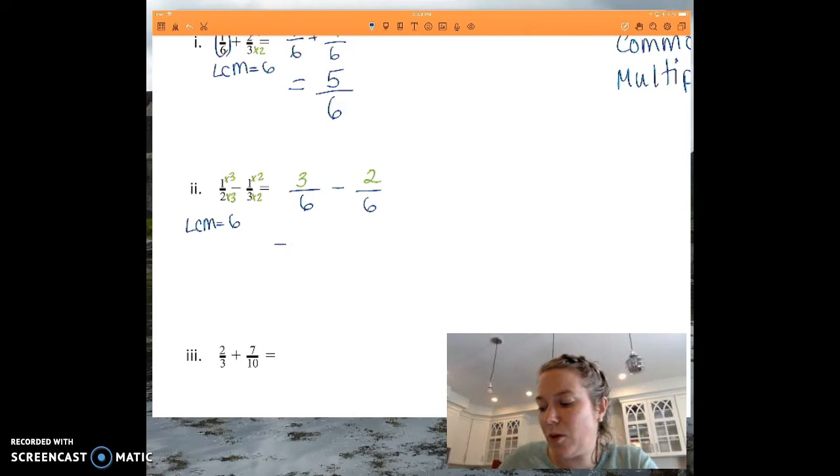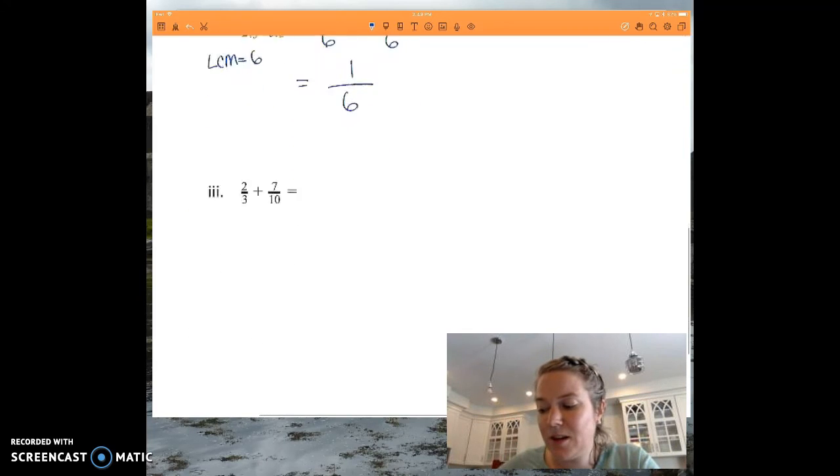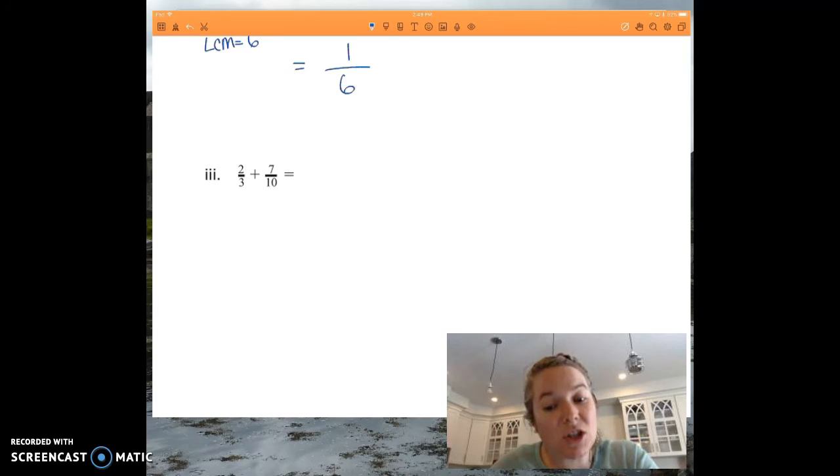Now I perform my addition or subtraction, remembering that I leave the denominator the same once I've created that common denominator. So it's going to stay 6 on the bottom, and 3 minus 2 is 1. And that's my final answer for that question. So let's try one more. This one's an addition question, but it has a different set of denominators.